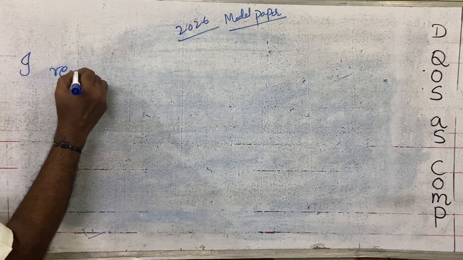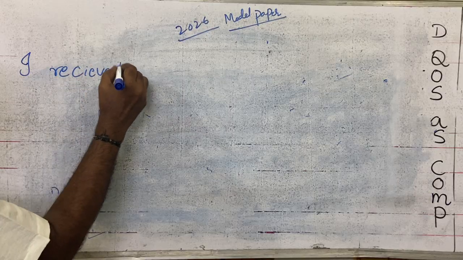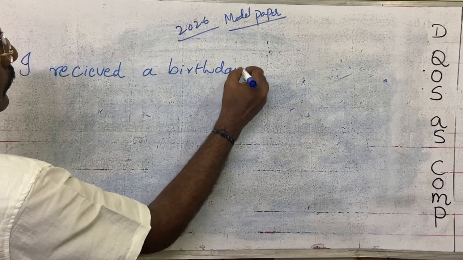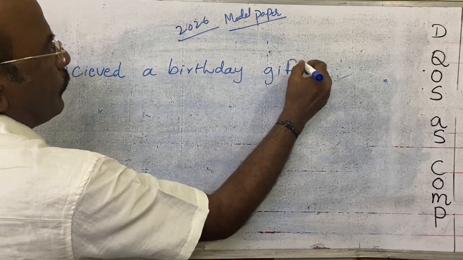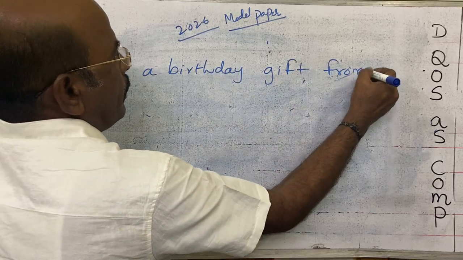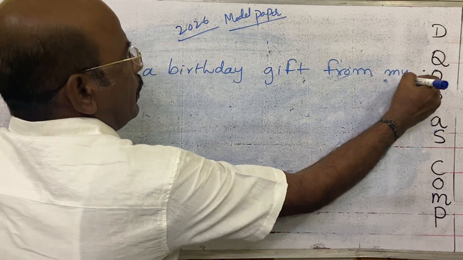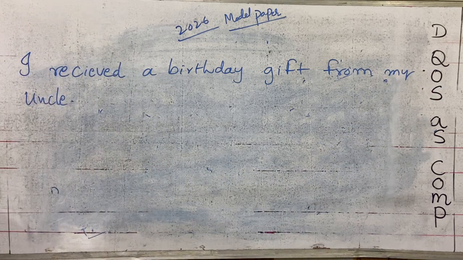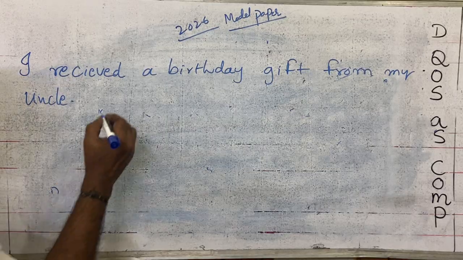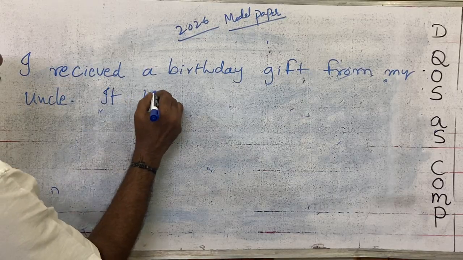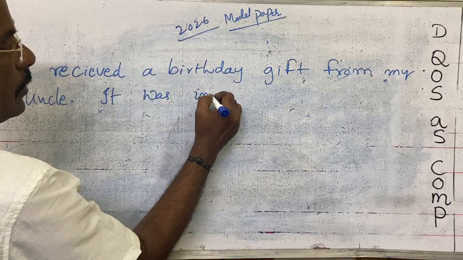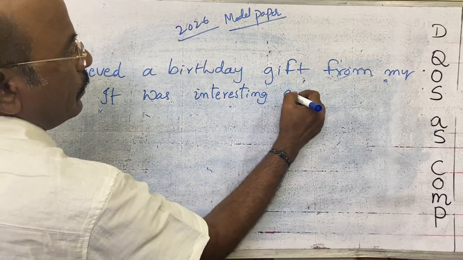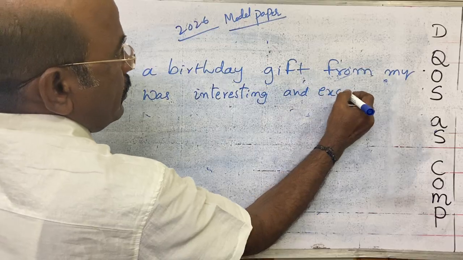I received a birthday gift from my uncle. It was interesting and exciting. It was interesting and exciting.